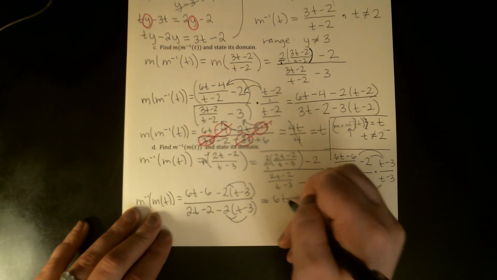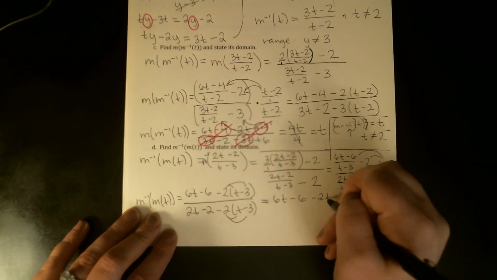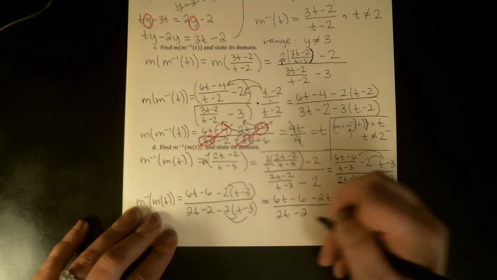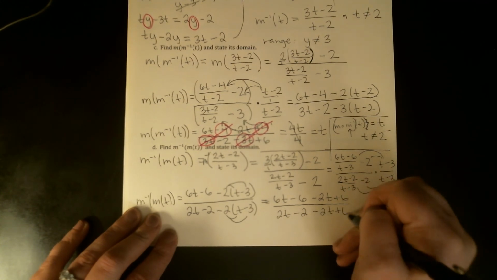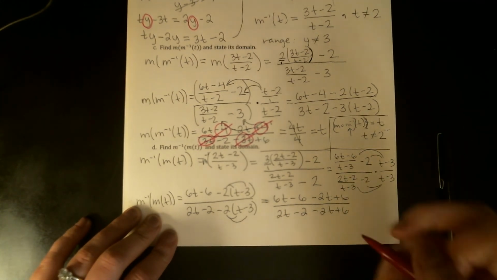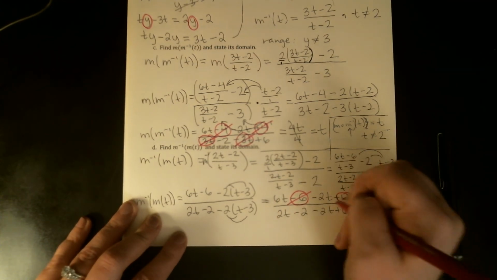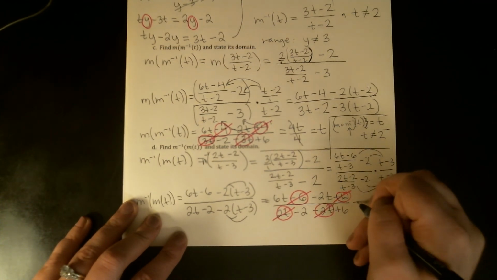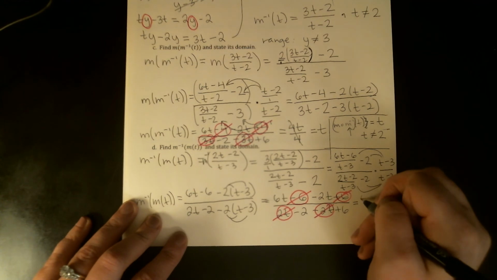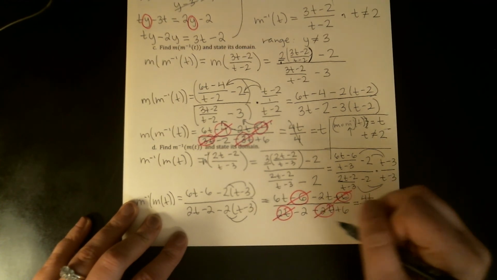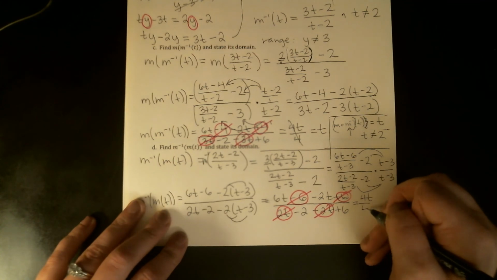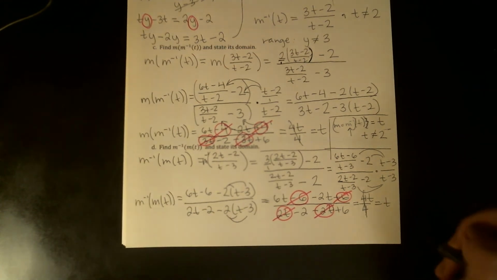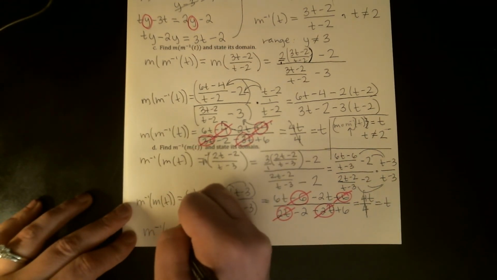Okay, so I have a 6t minus 6 minus 2t plus 6 over 2t minus 2 minus 2t plus 6. So on the top, there's a negative 6 plus 6. That will drop out. On the bottom, there's a 2t minus 2t. That will drop out. That leaves me with 6t minus 2t, which is 4t, over negative 2 plus 6, which is 4. And if I cancel the 4, I'm left with plain old t, which is exactly what I was hoping to find.